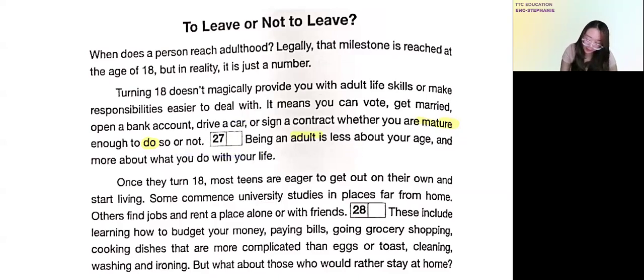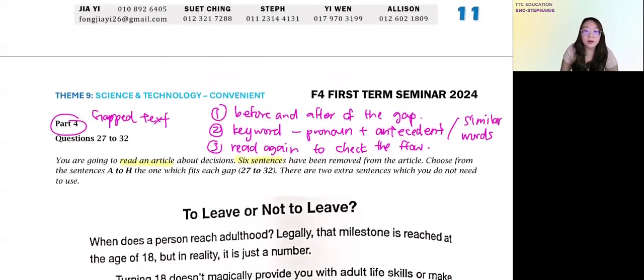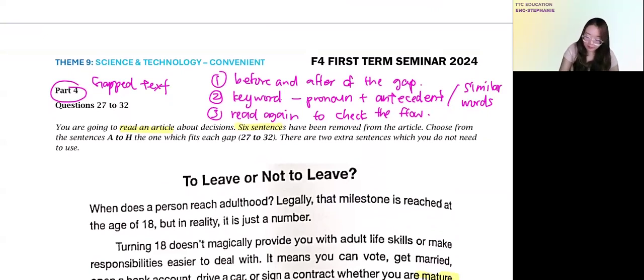But if you put that, whether you are mature enough to do so or not, and then you say whatever you choose to do, new skill, then being adult. So although here got skill, but it doesn't flow correctly, so the best answer is G, yes. So this is how you try to do it. Again, while you're finding keywords here, because it's multiple choice, elimination method will be the best. So this is for your part 4.